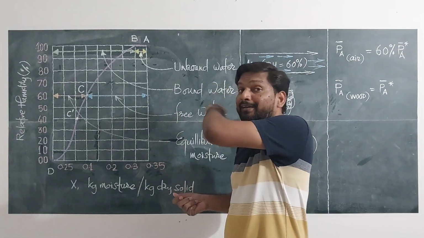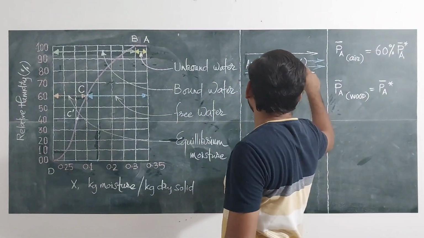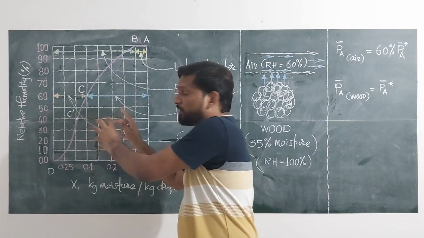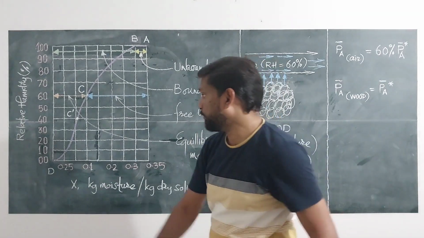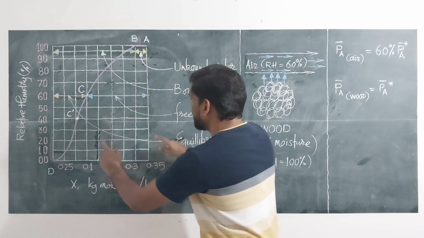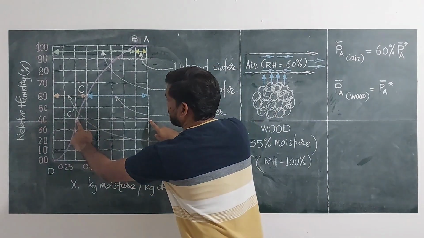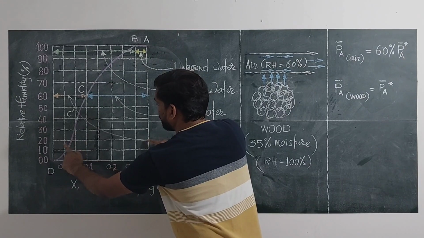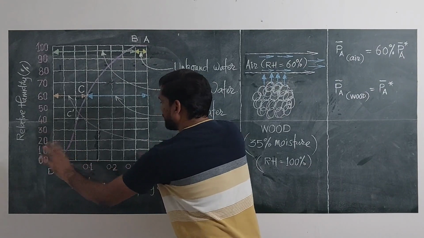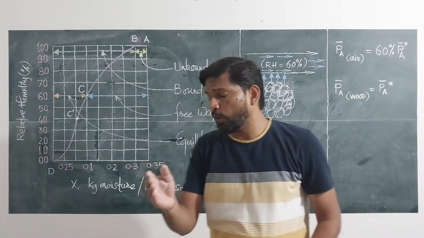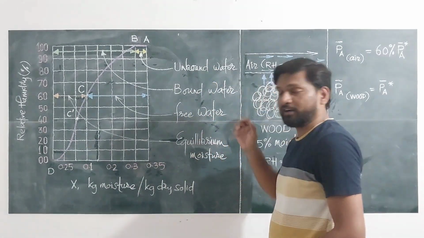If the air used is 60% relative humidity for this example, if air used would be 40% relative humidity, then the free moisture would be this much. For 30 it would be this much, for 20 it would be this much, for 10 it would be this much, and for 0 the whole. So that is how all these types of moistures are defined.